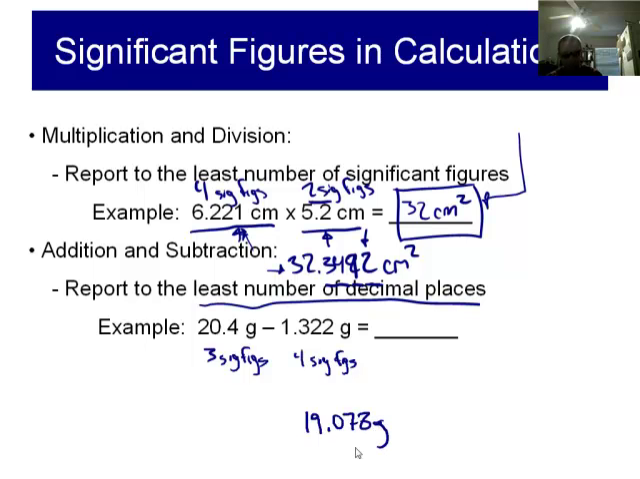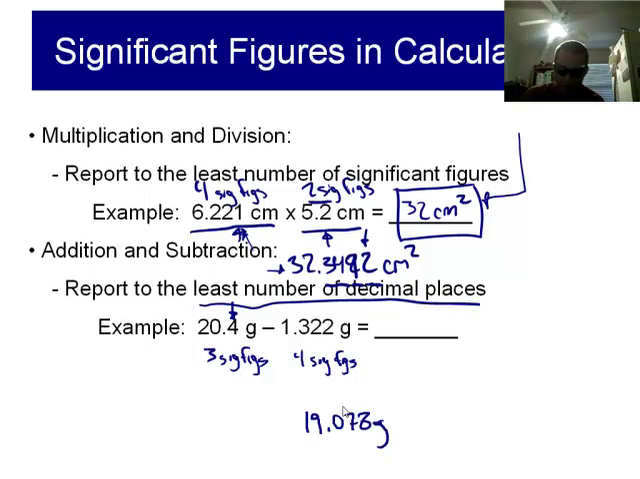Okay? Now, when we round this to get our final answer, we're going to round to the least number of decimal places, which is, if we look here at our input numbers, what we start with, okay, the least number of decimals is in this number. This has only got one decimal place. Okay, guys, sorry, we got to pause again. So when we round this number, 19.078 grams, we're going to round it to the tenths place, and so the answer is 19.1 grams. And there we go. So that's how we round when we're doing addition or subtraction. All right.